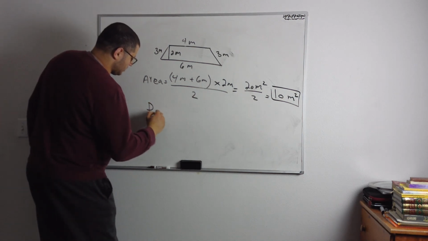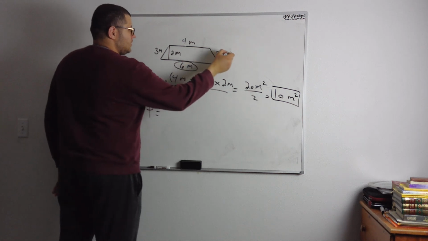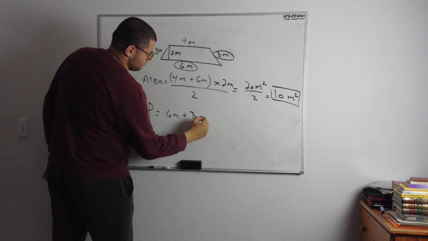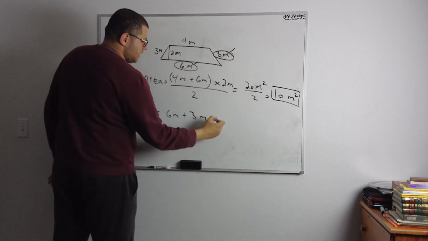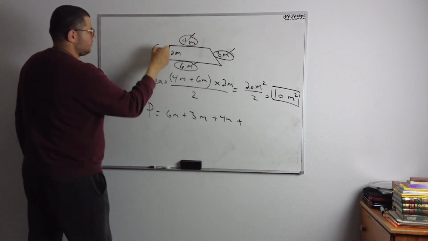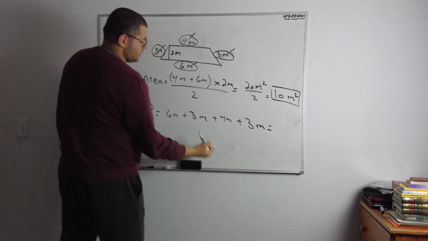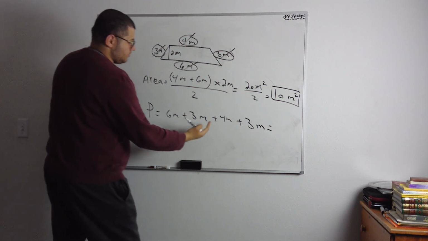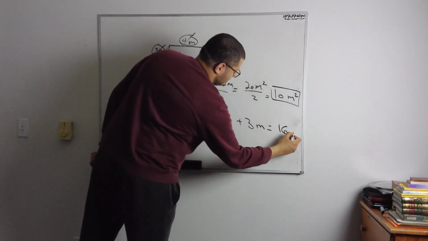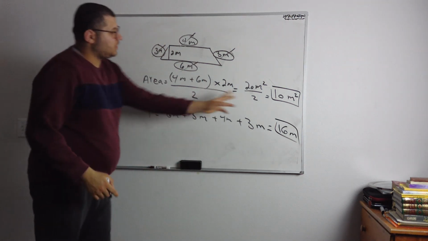How do you find the perimeter of the trapezoid? We have 4 sides, we add them. 6 m plus 3 m plus 4 m plus 3 m. 6 plus 3 is 9. 9 plus 4 is 13. 13 plus 3 is 16. So the perimeter is 16 meters and the area is 10 meters squared.